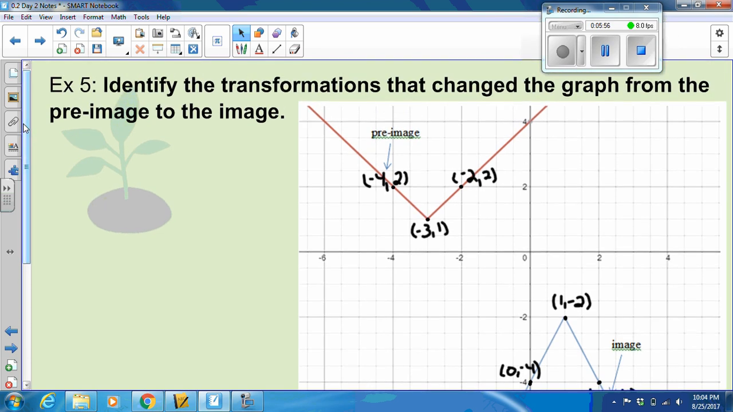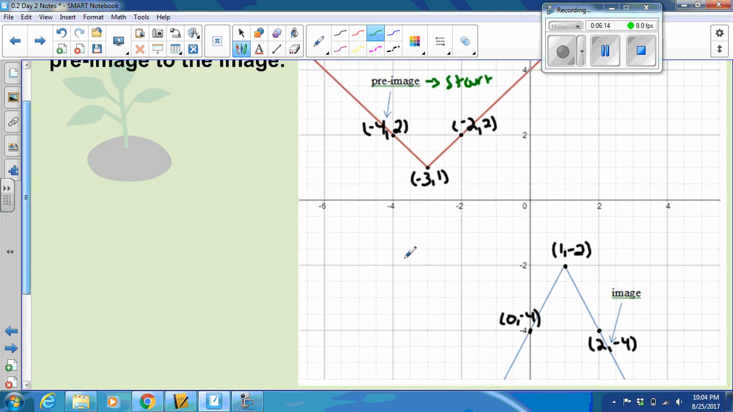So we're basically doing the exact same thing that we did in the other example. We are trying to find all the transformations that change the graph from the pre-image to the image. Remember, pre-image means that's where you start, okay? So that's before your image. And then when we go to our image, that's basically where we finish. So we have to find all the transformations between here.